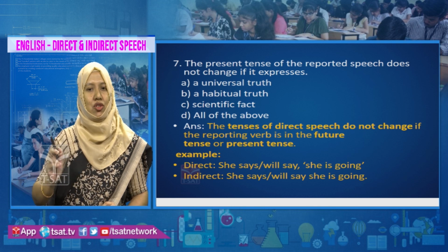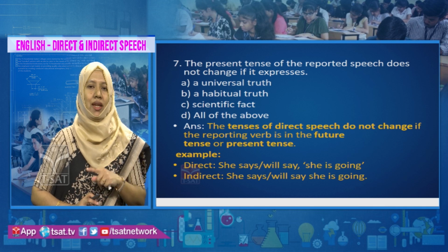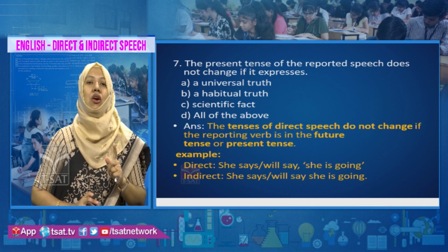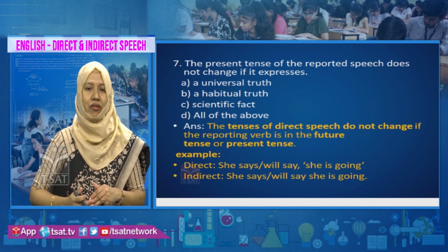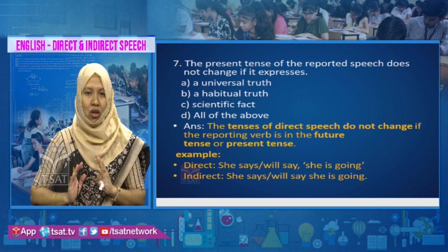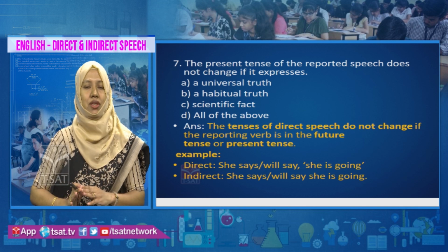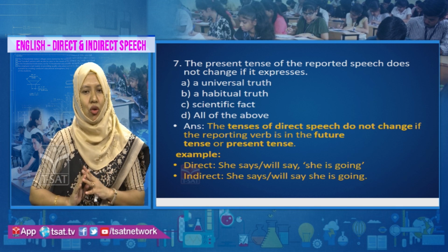The present tense of the reported speech does not change if it expresses universal truth or habitual truth or scientific fact. All the tenses change, but these will never change, they will remain unchanged. Always the present tense in universal truth and habitual truth or scientific facts will be the same, the verb will not change.